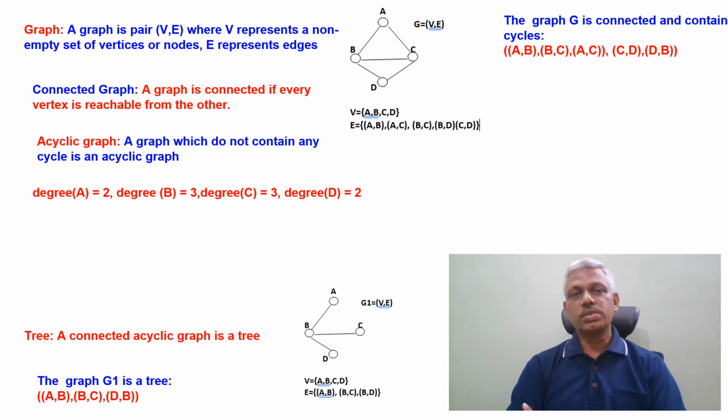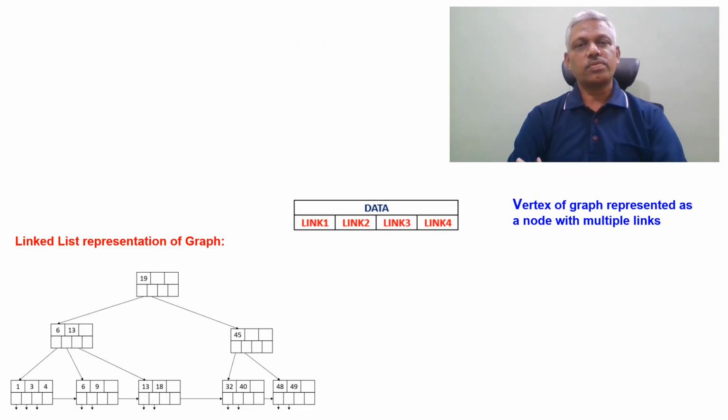And a collection of trees is called a forest. Of course, here we deal with trees only. Graphs can be represented in the form of multiple linked lists, where each node may consist of the data, and depending on the number of children or number of nodes that are connected to that vertex, links can be maintained in each of the nodes. So here is an example of representation of a graph with different nodes.